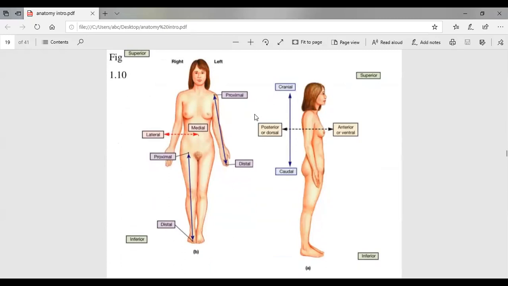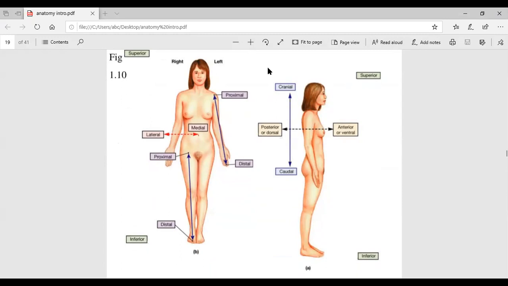So first we will learn how to use terminologies in anatomy. Now let's take the perspective of sideways. You can see this woman on her left is left side, right is right side. So that is basically the simplest terminology which you can use. The left side of her body is termed as left, the right side of the body is termed as right.